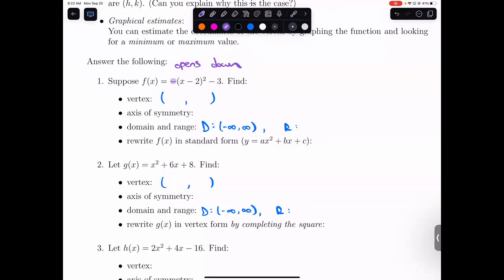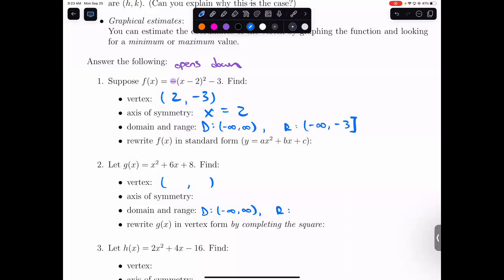What is the vertex? (2, -3). 2 to the right, 3 down. The axis of symmetry, again, I get for free along with the vertex. It's the vertical line through x equals 2, so the equation of it is x equals 2, because it's a vertical line. Domain: quadratics are always defined everywhere, so the whole real line. The range: negative infinity to -3 because it's opening down. All right, good.